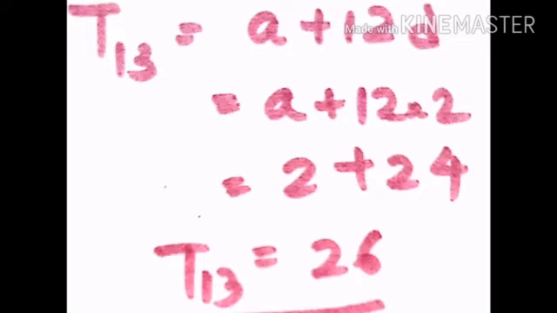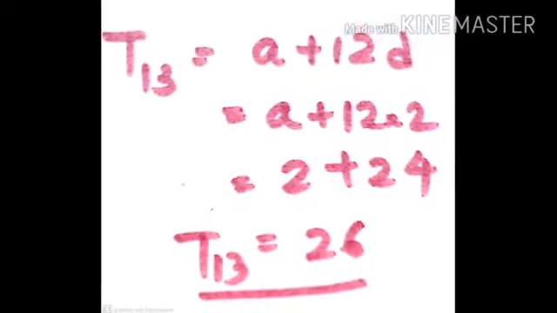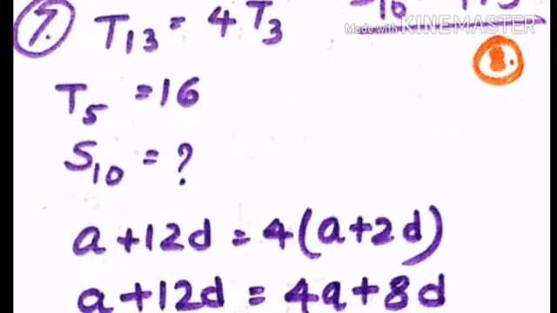Now move on to the next question, question number 7. In question number 7, the 13th term of an AP is 4 times its third term. If the 5th term is 16, then find the sum of its first 10 terms. Means the relation is that the 13th term is equal to 4 times T3, the third term, and the 5th term T5 is given as 16. So we want to find the sum of 10 terms, that is S10.